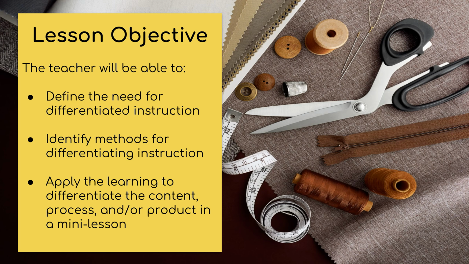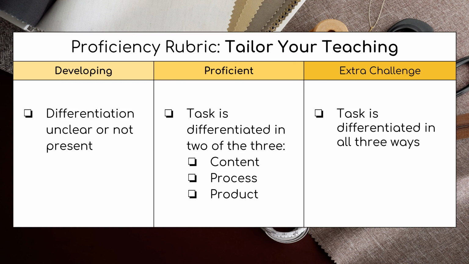In this module, you'll be able to define the need for differentiated instruction. You'll identify a few methods for differentiating instruction and be able to apply the learning to differentiate the content, process, and/or product in a mini lesson. You'll earn credit for this module by differentiating 2 out of the 3 in a mini lesson: the content, the process of learning, or the end product.